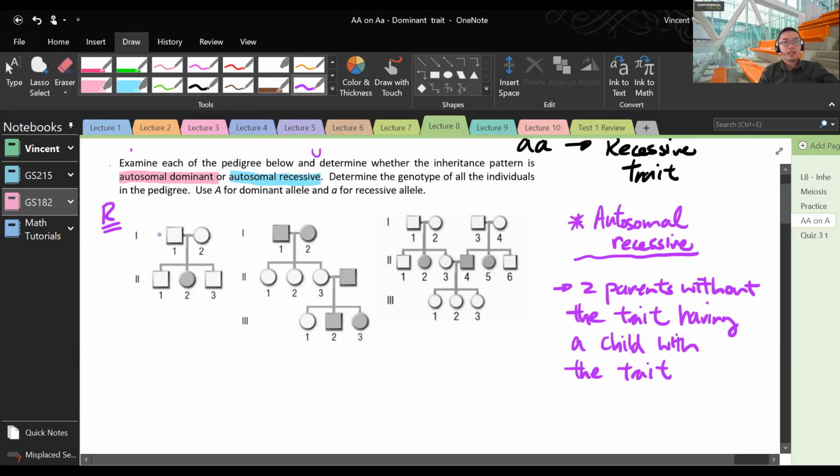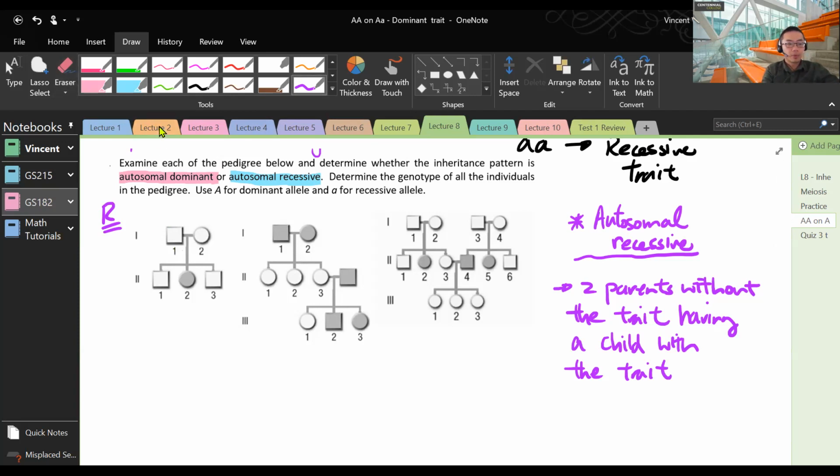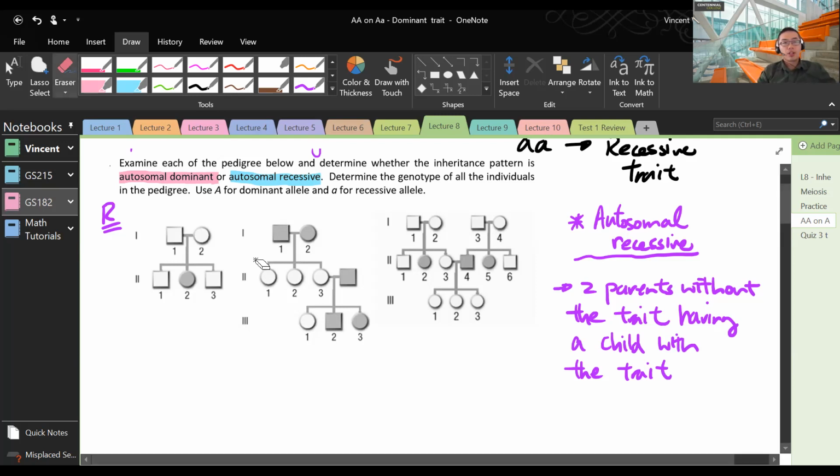Okay, so this is recessive. Now let's try to fill it in. So this is autosomal recessive because of what I said. So that means this person is going to be small a, small a.